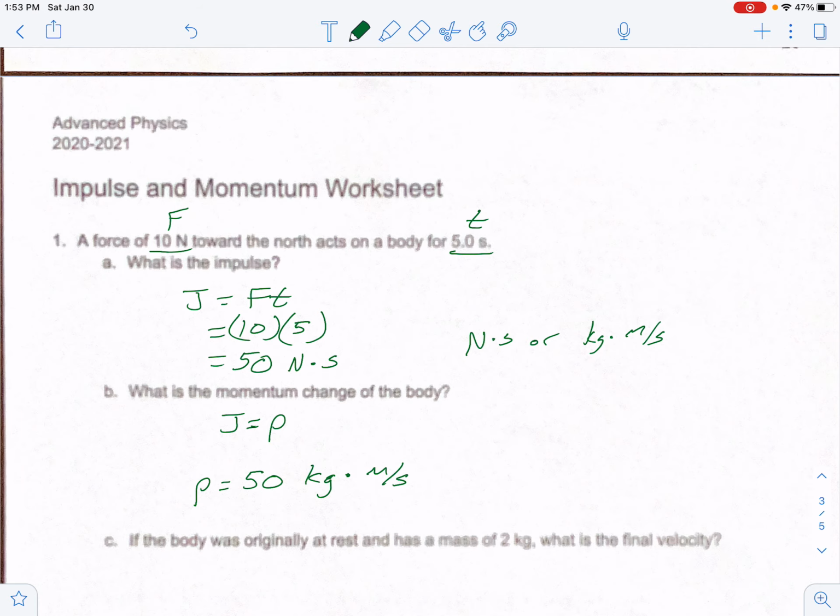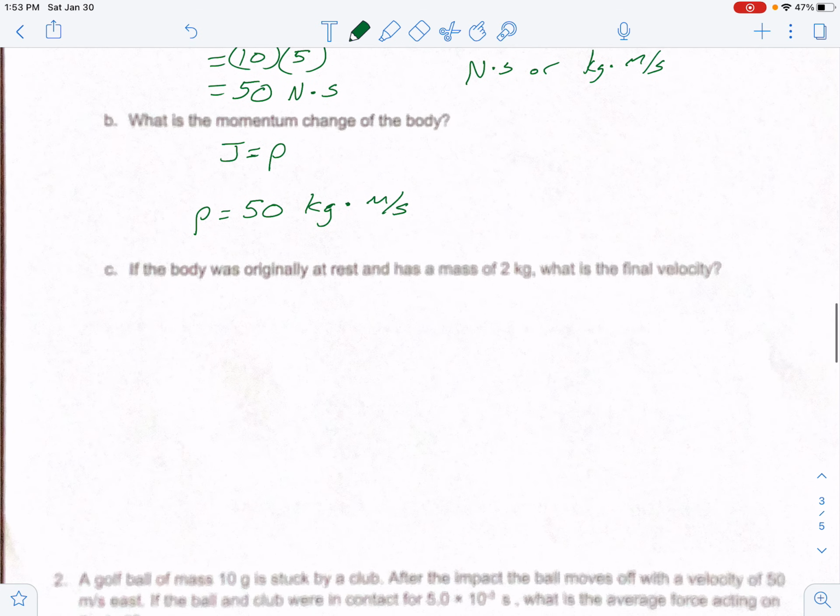Okay, moving on to the next part. If the body was originally at rest, watch out for terms like this, at rest, that means my Vi is zero. It has a mass of 2 kilograms, so there's my mass right there. What is the final velocity? So that means Vf is my question mark. I have a mass and 2 velocities, so if you look at your equations, we have P equals M times Vf minus Vi.